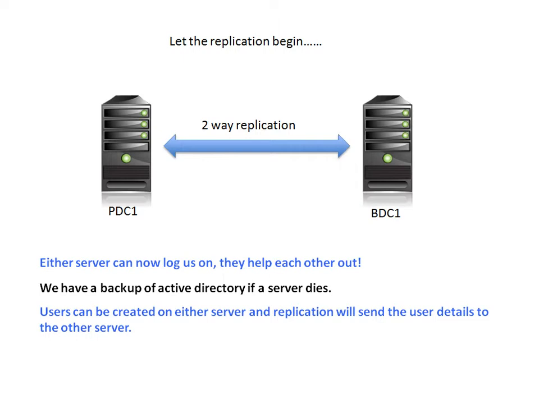Users can be created on either server, and replication will send the user details to the other server. So if I create a user account on BDC1, within a few minutes it will be replicated to PDC1 and vice versa. So every time you create accounts, they're going to be replicated. But if there's ever a conflict, if there's ever an argument between the domain controllers, PDC has the priority. So the first one you make will always have the overriding authority over any other ones.